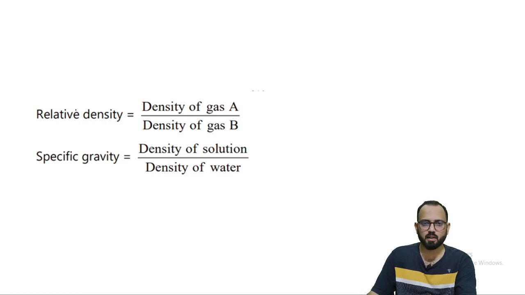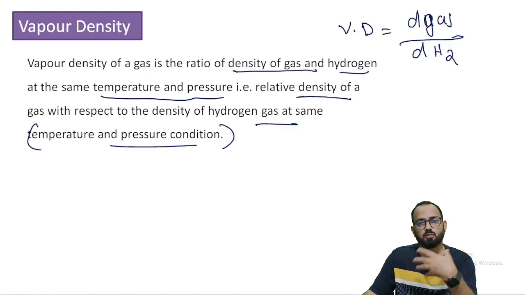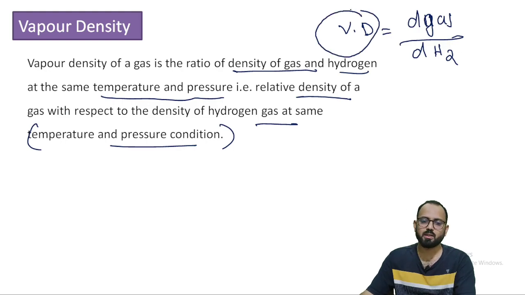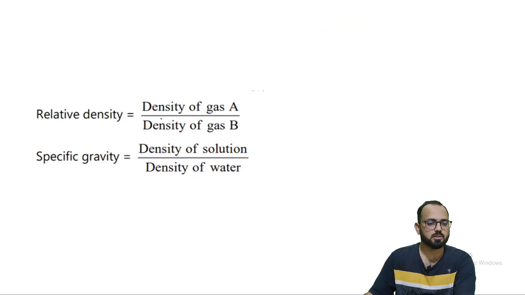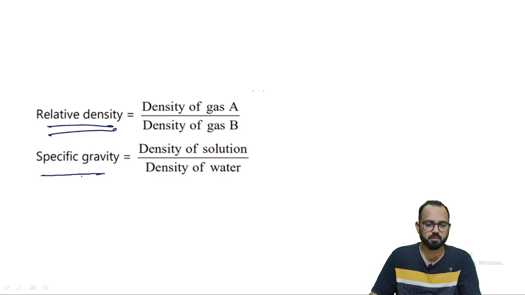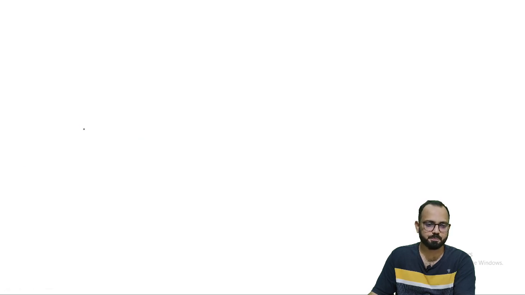If you want to find out the relative density of any gas with respect to hydrogen, that is what we call vapor density. If it is with respect to any other gas, we'll just call it relative density: density of gas A by density of gas B. What is specific gravity? It's nothing but density of solution by density of water. And you know, density of water at 4 degrees Celsius is 1 gram per centimeter cube. So specific gravity is equal to the density of solution as well. So just remember the equations for relative density as well as specific gravity.